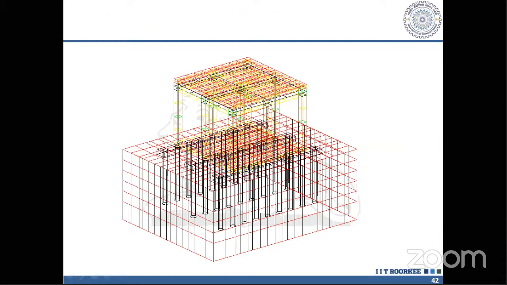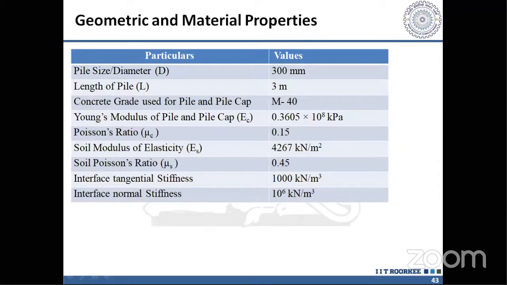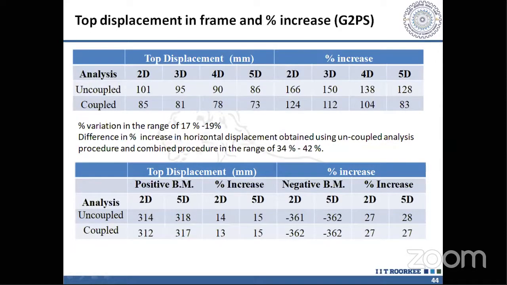And the second model is where we have modeled together the complete pile and foundation element plus the surrounding soil. These are the parameters we have used in the analysis. Now we can compare the displacements. The top displacements are compared here. Please note that this is in millimeter.